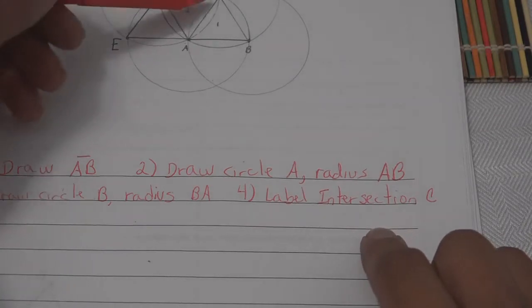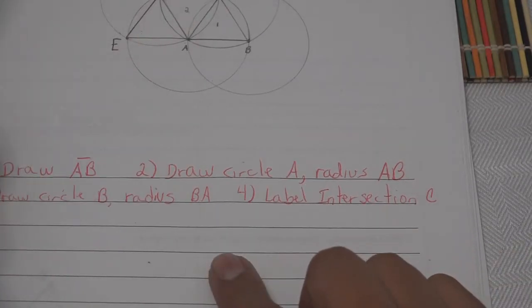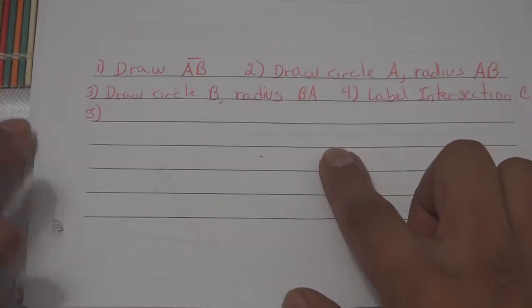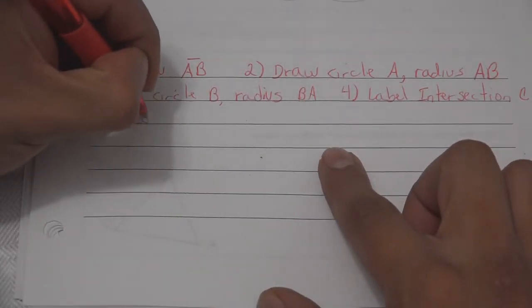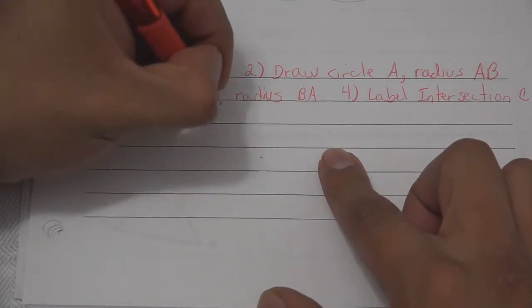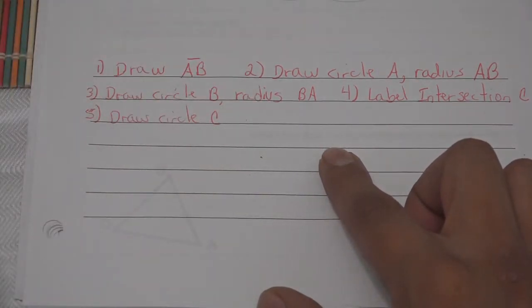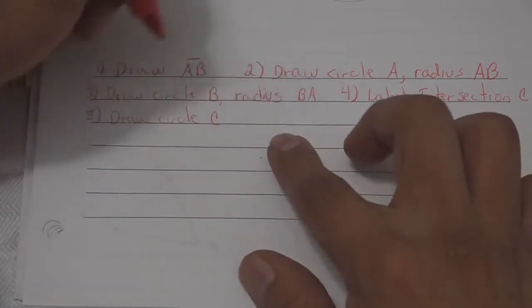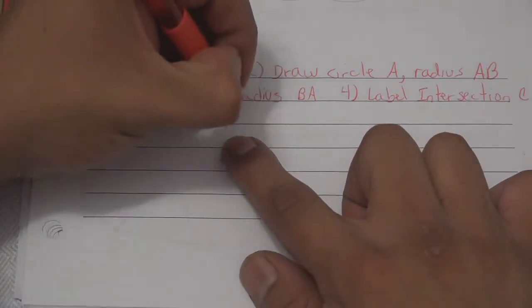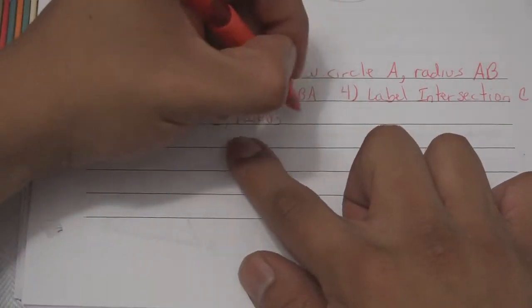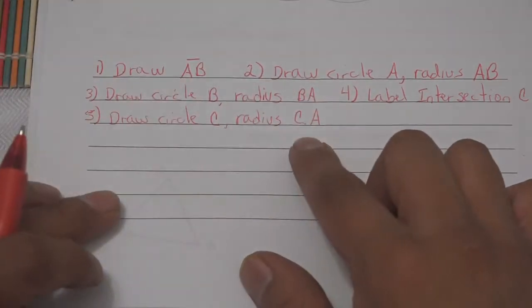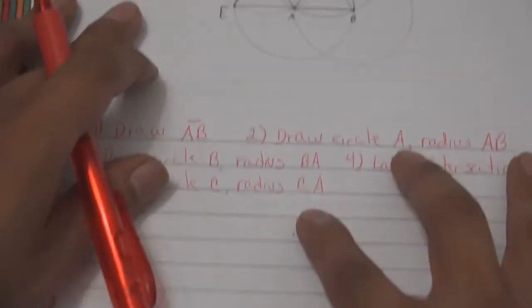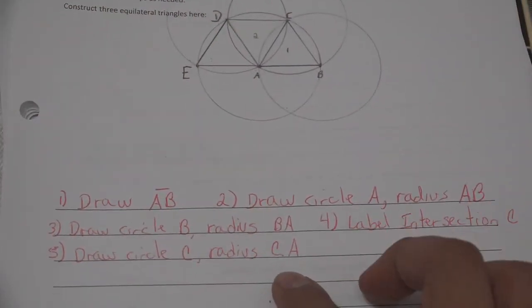Okay. Now we drew circle C, right? So step number five, draw circle C, right? And the radius of C, what was it? Oh, CA, okay. So draw circle C with radius CA. That was right here. CA and then circle, right? Remember that they all have to have the same measure, okay.